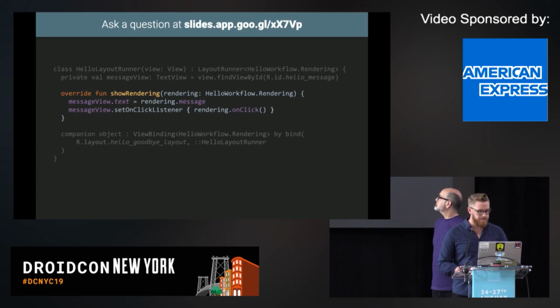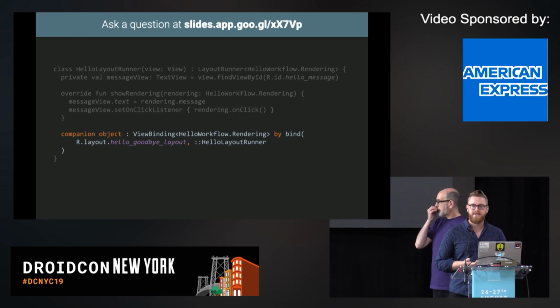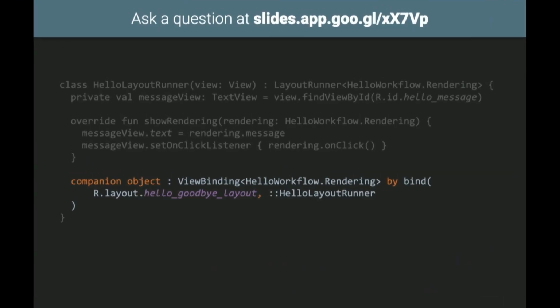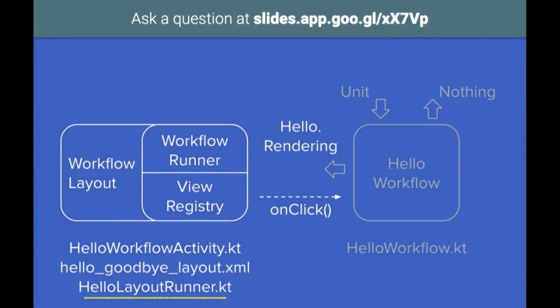So how do we get that root view? Every layout runner is associated with a view binding. A view binding is basically a map of the screen type to basically a view factory. We have a couple of variations of this. The most common one is just bind, which takes in a layout resource ID and the constructor for the layout runner. Anytime a workflow emits that screen, we'll look it up in this, we'll find the view binding, we'll inflate the view, and then bind the layout runner to it. We only inflate the view the first time we show it, and then we just update it after that. So you're not inflating views every time. So that's the layout runner.